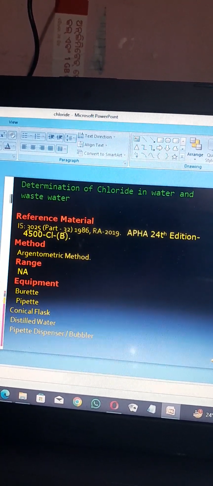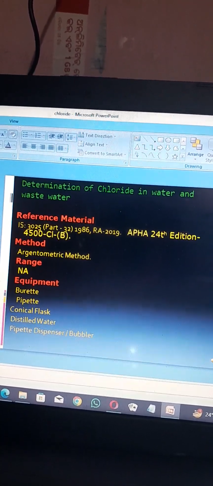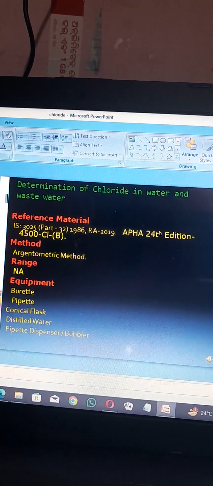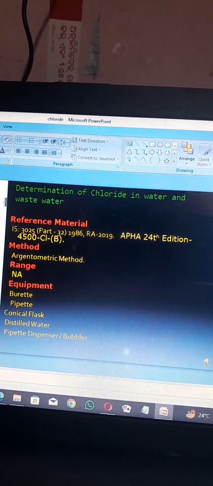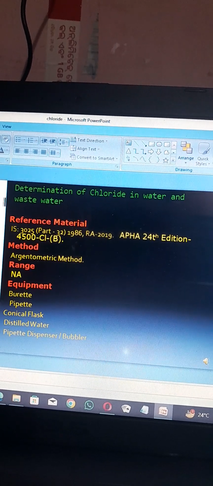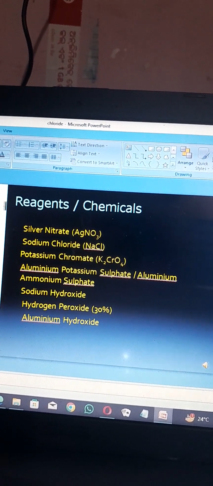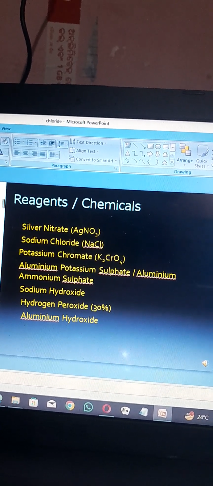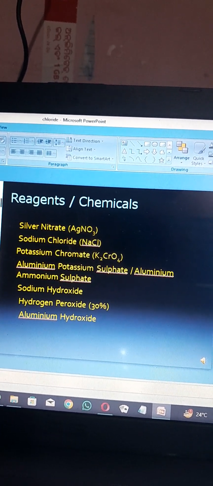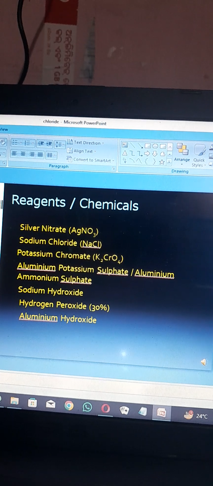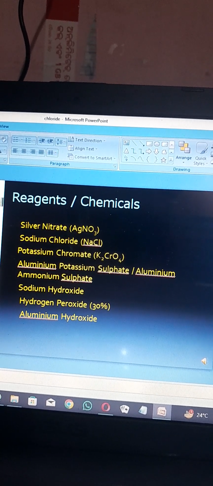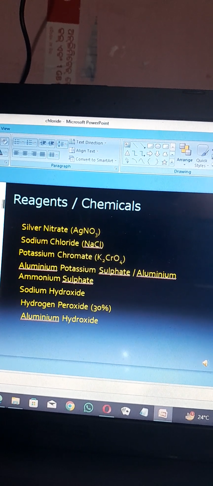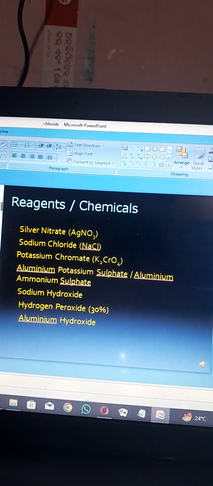What are the equipment used for determination of chloride? Burette, pipette, conical flask, distilled water and pipette, also called a bubbler. Then what are the reagents or chemicals we need for determination of chloride? First is silver nitrate, then sodium chloride, then potassium chromate, then aluminum potassium sulfate or aluminum ammonium sulfate, sodium hydroxide, hydrogen peroxide and aluminum hydroxide.